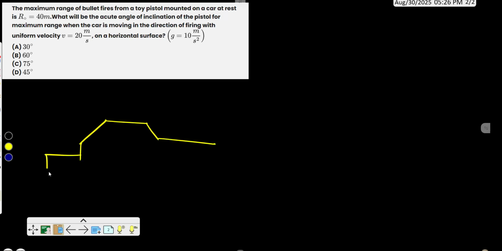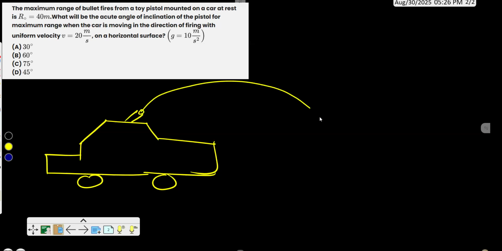There is a car on which there is a toy pistol, and the pistol has fired a bullet. The bullet went like something like this, and it has fallen on the ground. Okay, so there is some range that has been prescribed. So the maximum range for this has been given as 40 meters.